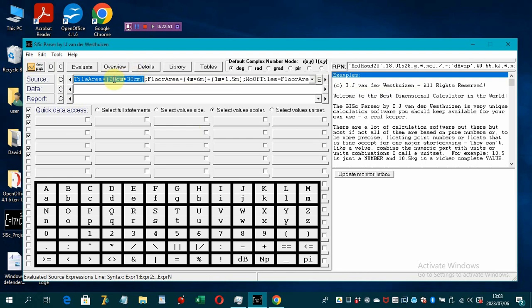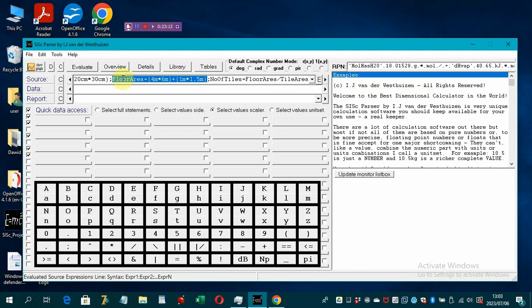So that's your length, width, and that's your length of the tile. That gives you an area of 20 centimeter by 30 centimeter. You don't actually have to calculate it. The parser will do it for you. Then I use that button to go to the next expression.